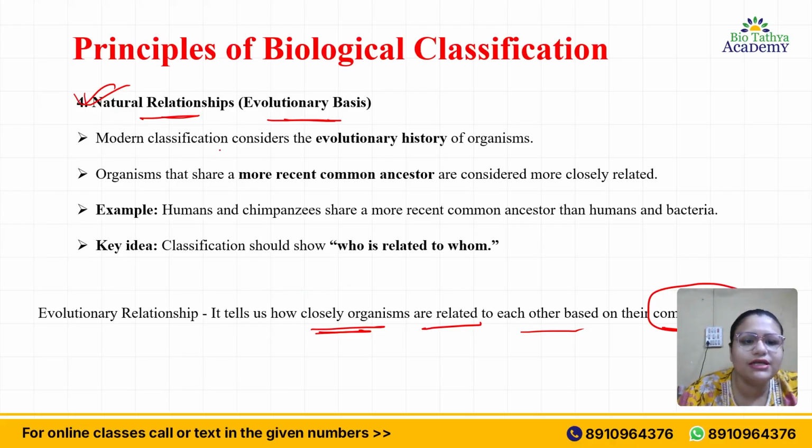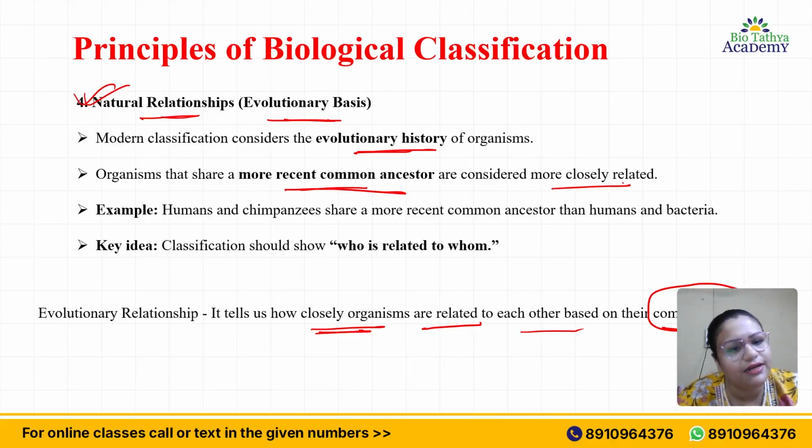Okay, so modern classification basically considers the evolutionary history of organisms. Organisms that share a more recent common ancestor are considered more closely related. For example, humans and chimpanzees share a much more recent common ancestor than humans and bacteria. Obviously, humans and bacteria are far, far apart from each other, so they cannot share a common ancestral relationship. But humans and chimpanzees share a common ancestry. Okay. So classification should show who is related to whom.